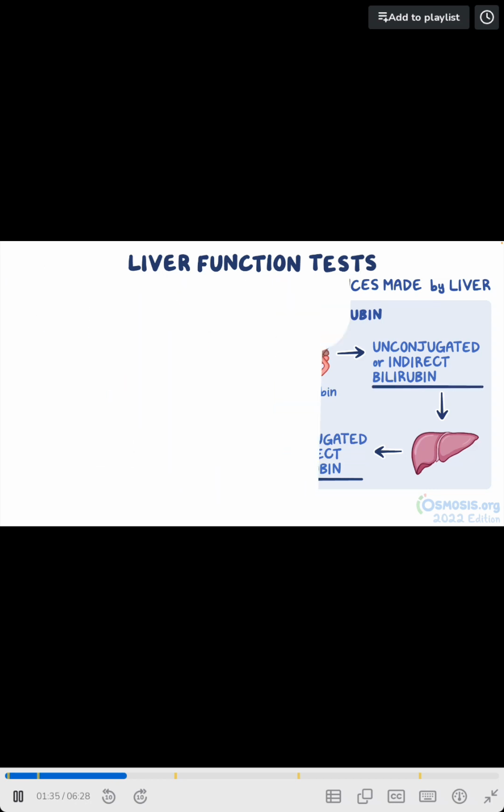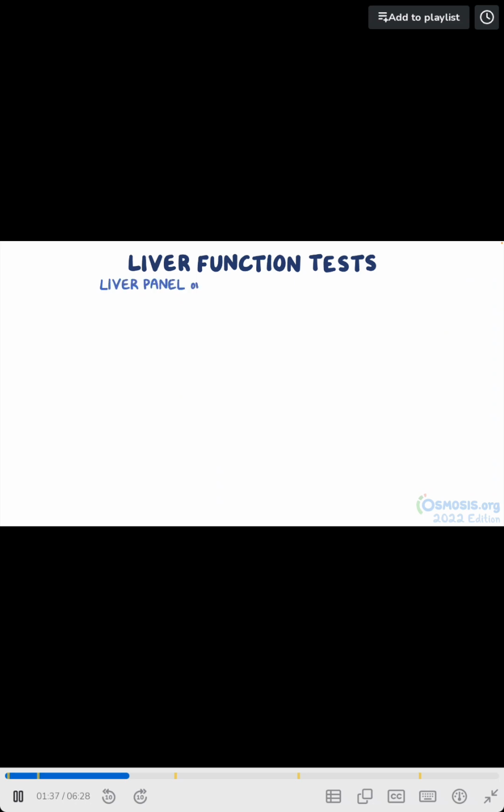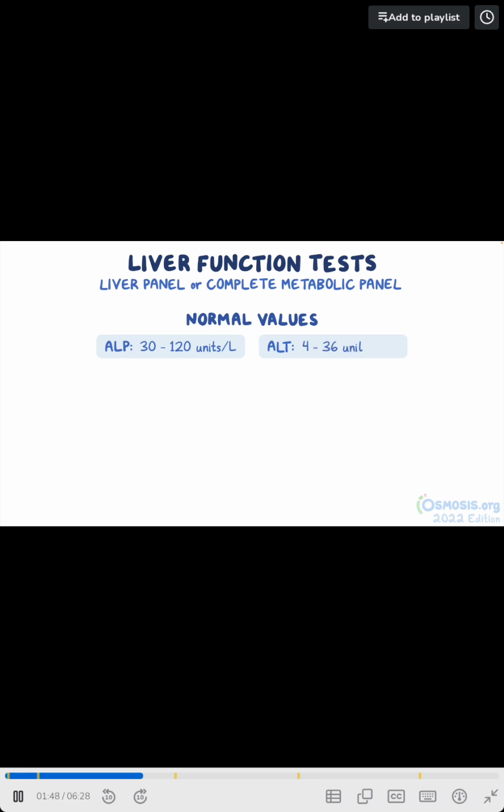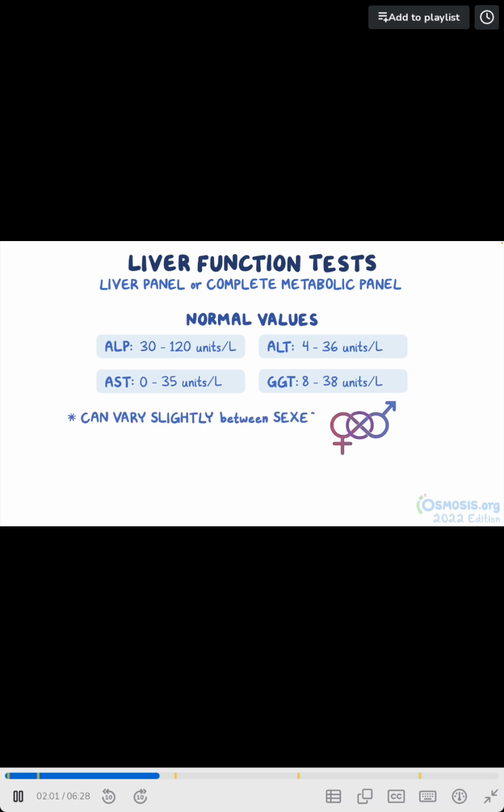Now, LFTs can be drawn on their own as a liver panel or as part of a complete metabolic panel. The normal value of ALP ranges from 30 to 120 units per liter. ALT ranges from 4 to 36 units per liter. AST ranges from 0 to 35 units per liter, and GGT ranges from 8 to 38 units per liter. These ranges can vary slightly between sexes, and could be higher for those with a higher body mass index. Lastly, total bilirubin values range from 0.3 to 1.0 milligrams per deciliter.